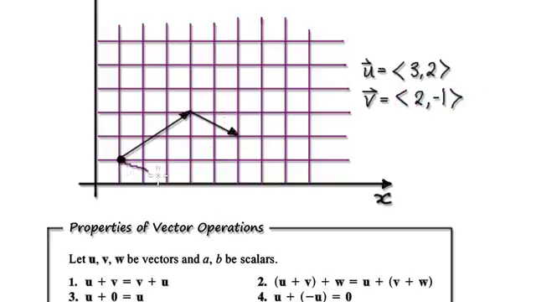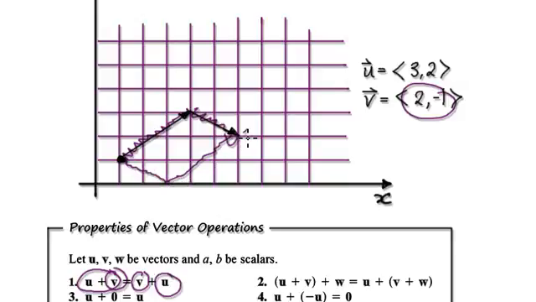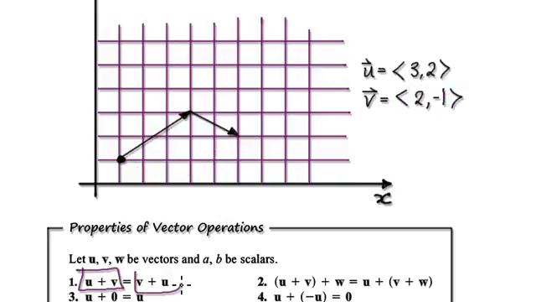Doing v first would be you doing this, and then add the u. Well, u is 3 across, 2 up. 3 across, 1, 2, 3, and then 2 up. It would take you to the same place. So this one is you moving along the u first, and then the v. This one is saying do v first, and then do the u. It would take you to the same place, so this is exactly the same as this.